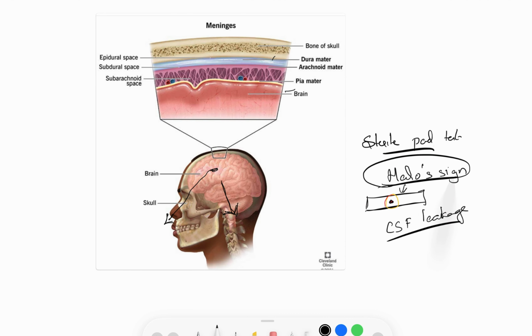And how is halo sign identified? We collect a drop of the liquid coming from the nose of the patient on a sterile pad, and then we keep it for a while, and then we can see a yellow round like that, and a red dot in the middle of that. This is halo sign. Very, very important. This is a halo sign, and it is seen in the patient who is having a CSF leakage.